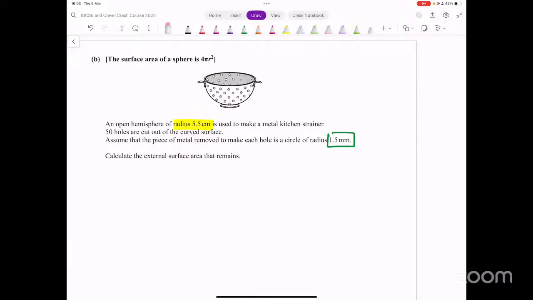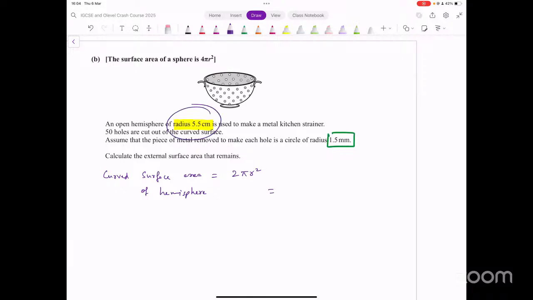Okay, now how do we think about this? The top is open, so we don't have to consider the circular top. The surface area is just given by this curved part. Now, the curved surface area of a sphere is 4 pi r squared. What about a hemisphere? The curved surface area of a hemisphere is given by 2 pi r squared. We just halve that. 4 pi r squared divided by 2, that's 2 pi r squared.